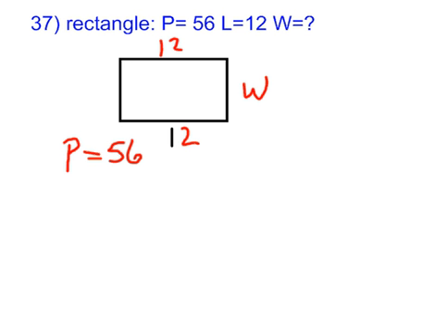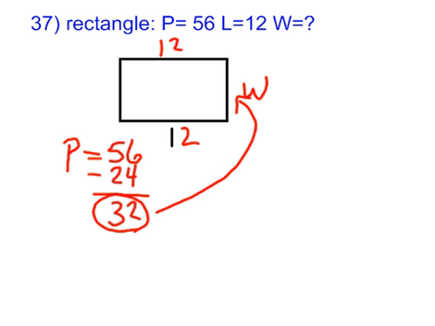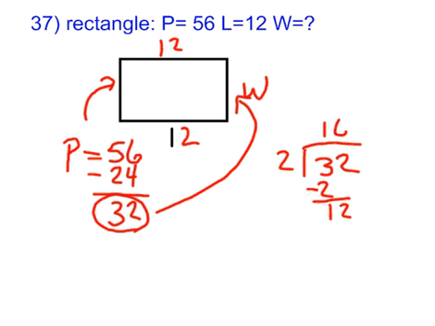So the first thing that we can do is take 12 plus 12, which is 24, and we could subtract that off of there. That gives us 32. And we know that this 32 has to be divided into 2 because it's that side and it's this side. And 32 divided by 2 is 16. So the solution is W is equal to 16, and it is centimeters. So we'll put 16 centimeters.